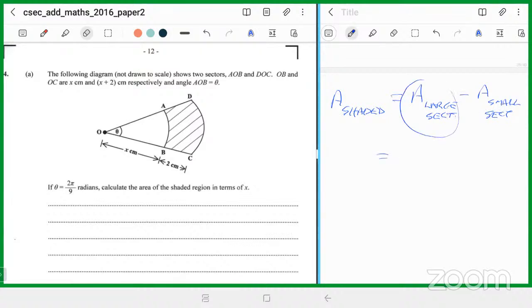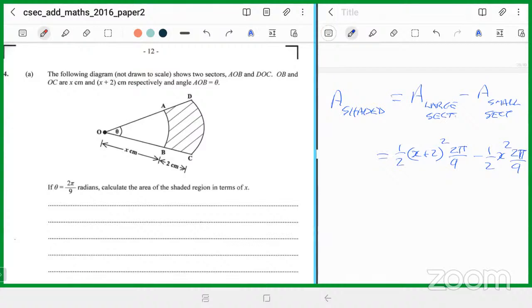So if you use the radius of the large sector here, it becomes half. Radius of the large sector is X plus 2. So it becomes X plus 2 squared, that's half r squared. The sector angle is the same for both of them, 2 pi by 9. So it's 2 pi by 9, minus the area of the small sector. The radius of the small sector is X. So it's half X squared 2 pi by 9. That's what we get.